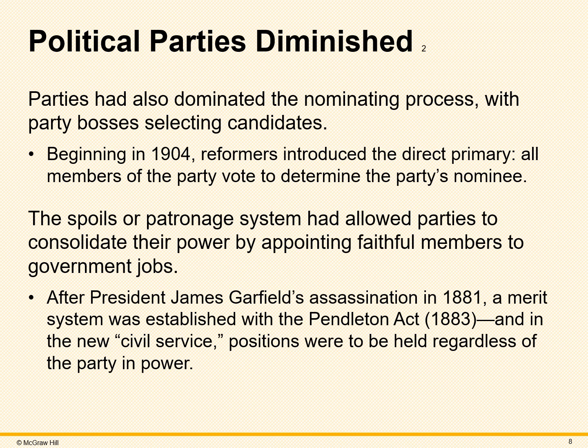Parties had also dominated the nominating process, with party bosses selecting candidates. Beginning in 1904, reformers introduced the direct primary. All members of the party vote to determine the party's nominee. The spoils or patronage system had allowed parties to consolidate power by appointing faithful members to government jobs. After President James Garfield's assassination in 1881, the merit system was established with the Pendleton Act, and in the new civil service, positions were to be held regardless of the party in power.